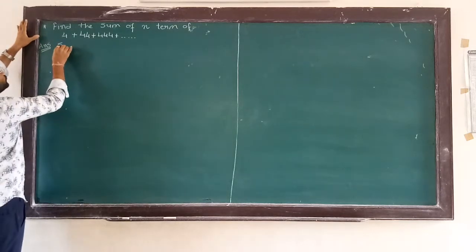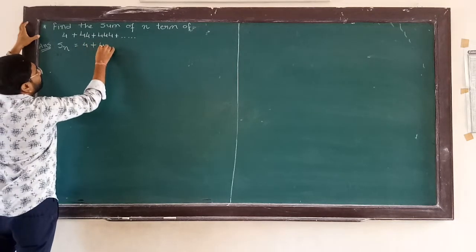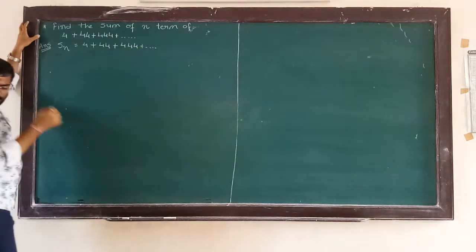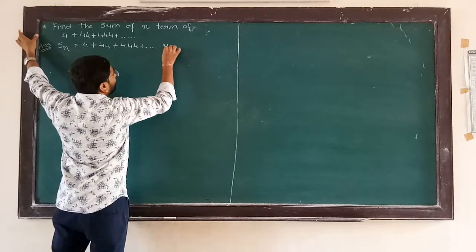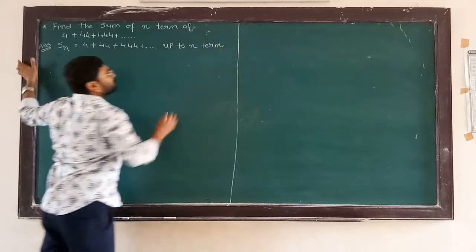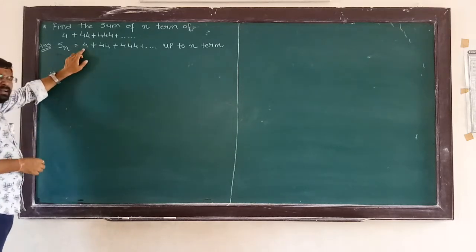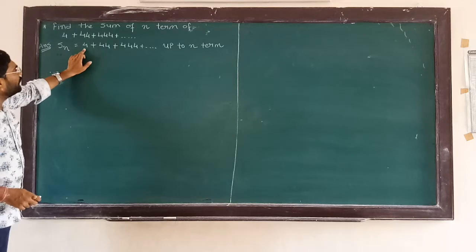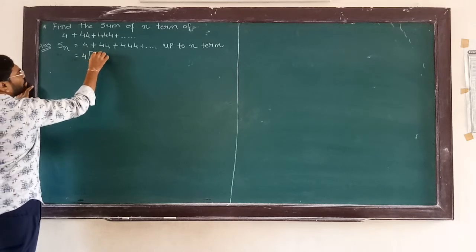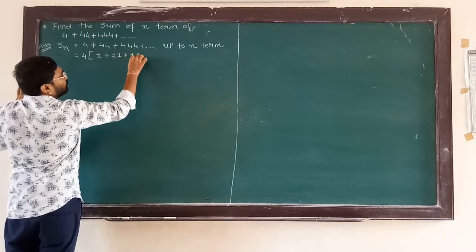Start with the sum Sn is equal to 4 plus 44 plus 444 up to the nth term. Now, out of that we are taking 4 common from all, so we get 1, 11, 111.